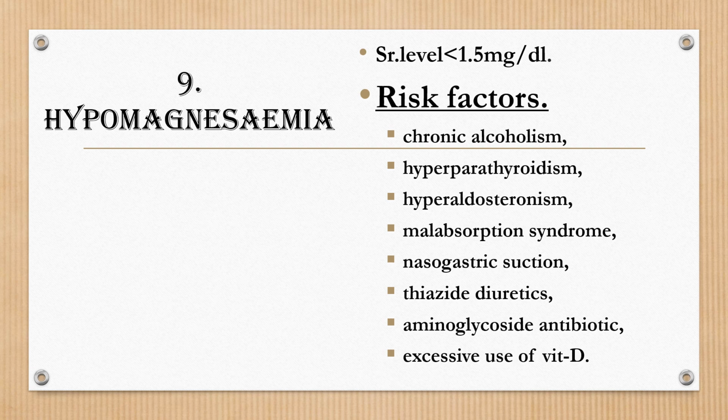Then next is the imbalance in magnesium level. So first of all, hypomagnesemia. When there is a serum magnesium level less than 1.5 milligram per deciliter, then we term it as hypomagnesemia. So see what the factors that lead to hypomagnesemia are: chronic alcoholism, hyperparathyroidism, hyperaldosteronism, then malabsorption syndrome, nasogastric suction, thiazide diuretics, aminoglycosides, and excessive use of vitamin D.